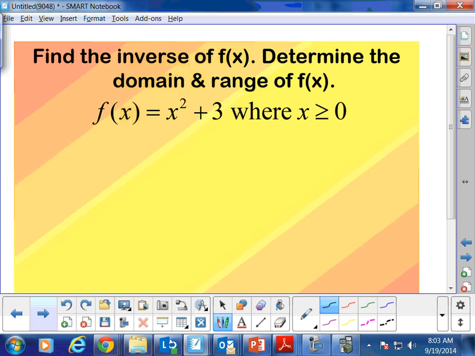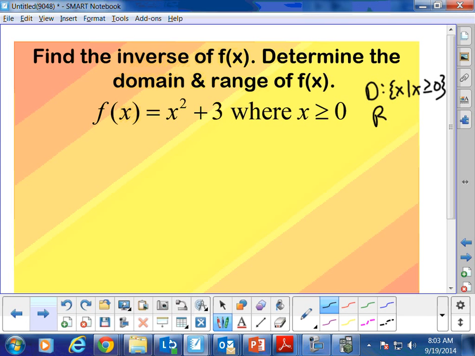So with this one, let's go ahead and do this one right away, and let's figure out what the domain and range of this one is. Now when I looked at the domain, the domain on this one will be all real numbers x such that x is everything greater than 0, right? That's really what it's saying.